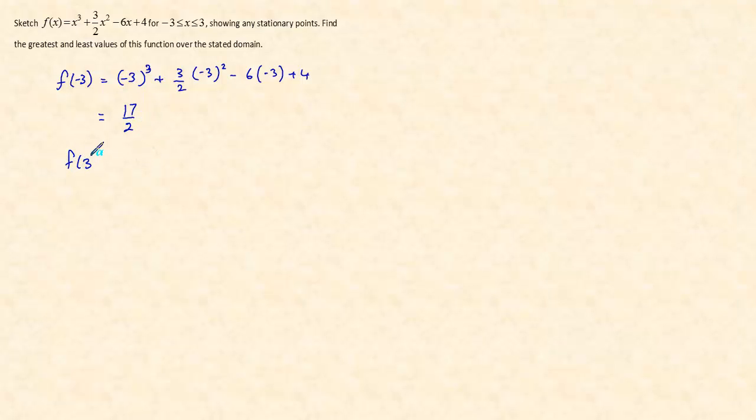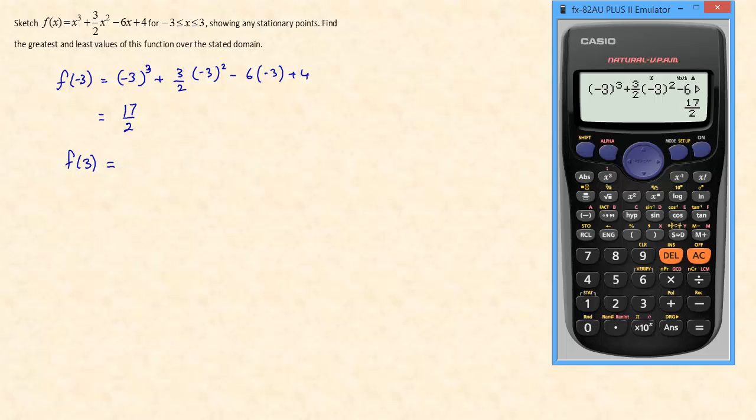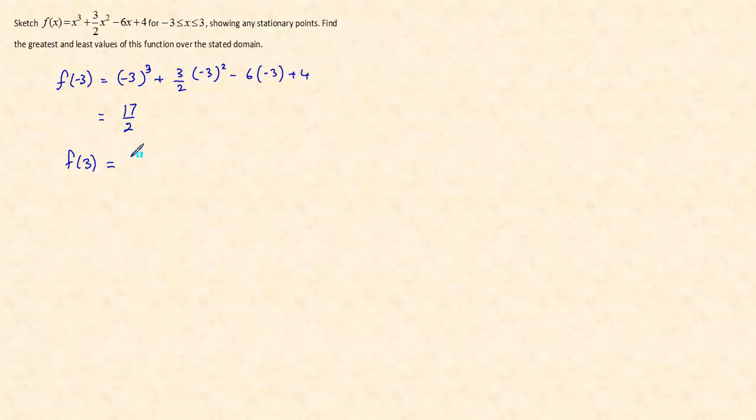And let's do f of 3. So we could probably just edit this one. Let's go back and just change all of those negatives into positives. Doesn't really make any difference on the square. And that gives us 53 over 2.